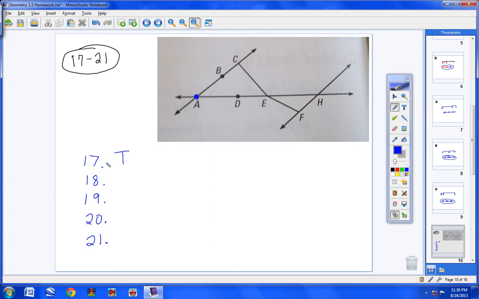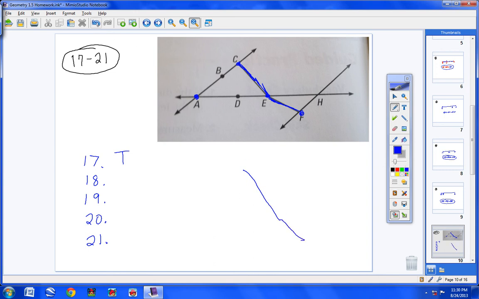Now, number 18 is going to be false, so please watch carefully. 18 says E is between C and F. Well, here's C, here's F, and here's E. It looks good because E's in between them. But students, are points C, E, and F collinear? No. CE is one line, and then notice it bends and goes this way. That's another line. It comes down and then bends.